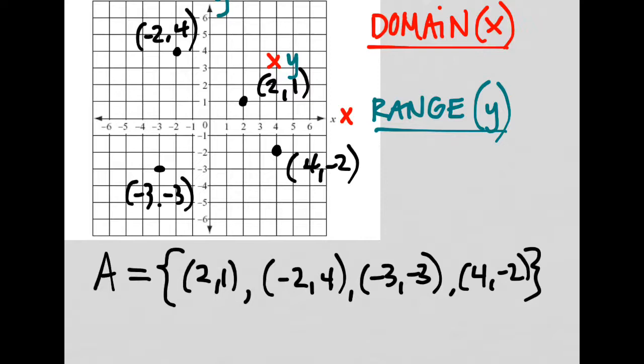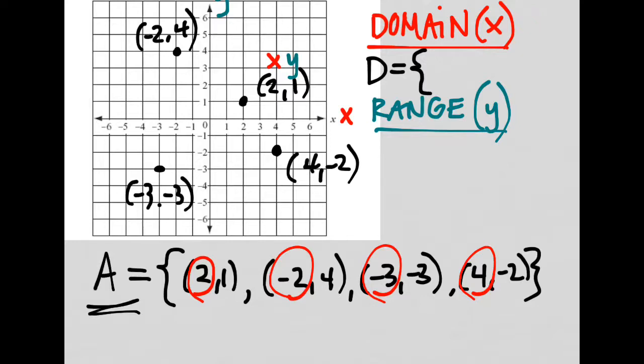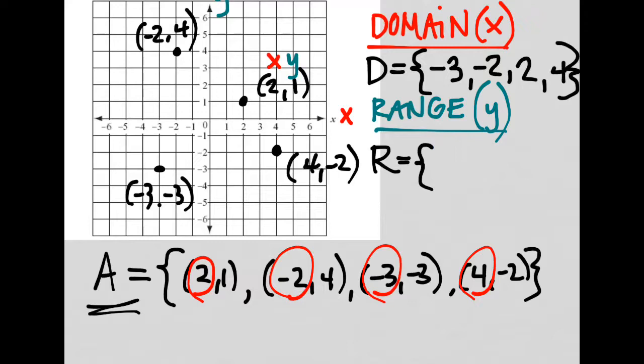All right, so let's look at this. What are my values of x that exist in this relation A? Well, this is an x, this is an x, this one, and this one. So my domain, and we generally write it as D equals, and then we list those points. We generally list the points from least to greatest. So we'll say -3, -2, 2, and 4. For range, we'll use a capital R and say equals, and we'll list my other points here, again in order.